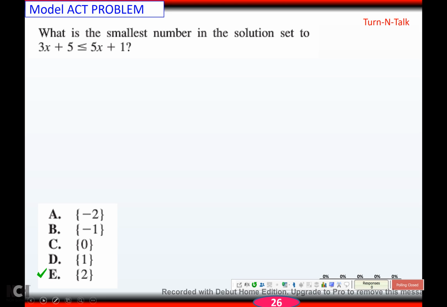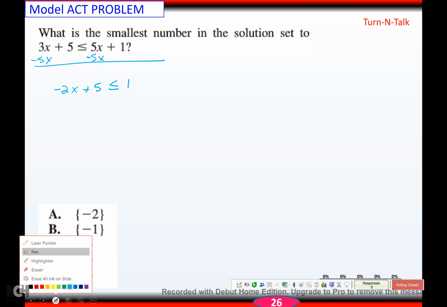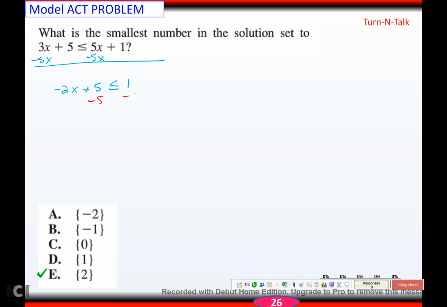Alright, what is the smallest number in the solution set to this problem? Well, I got to get x alone. So I'm going to move 5x over, which gives me negative 2x plus 5 is less than or equal to 1. So now I'm going to minus 5. I get negative 2x is less than or equal to negative 4. Divide by negative 2. I get x is greater than or equal to positive 2. Remember, when you divide by a negative, you have to flip your inequality.